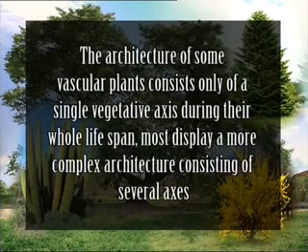Due to both endogenous control and exogenous effects, the development of meristem leads to some basic branching patterns that make the whole plant exhibit complex structures. Although the architecture of some vascular plants consists only of a single vegetative axis during their whole lifespan, most display a more complex architecture consisting of several axes, one derived from another by a repetitive process known as branching.